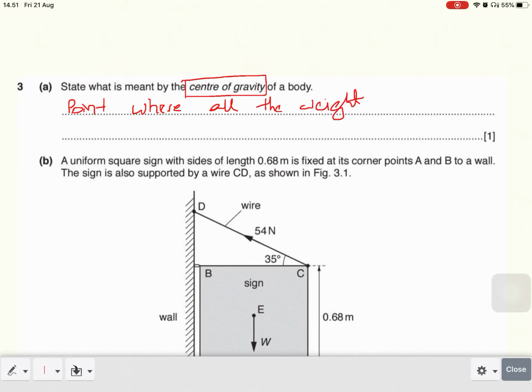For example, if it is a center of mass, you write a point where all the mass of an object is assumed to be acting, right? So here, the center of gravity is a point where all the weight of the object is acting. Object here means anything, it can be a pen, a pencil, anything.